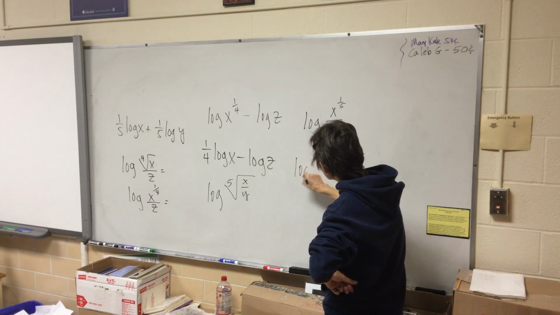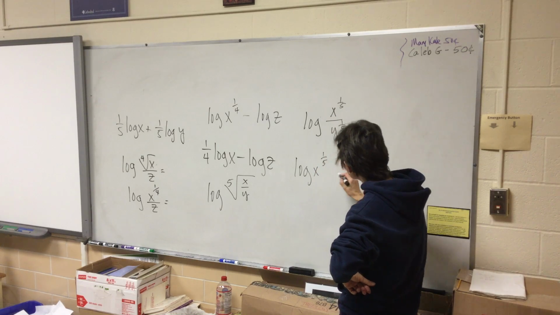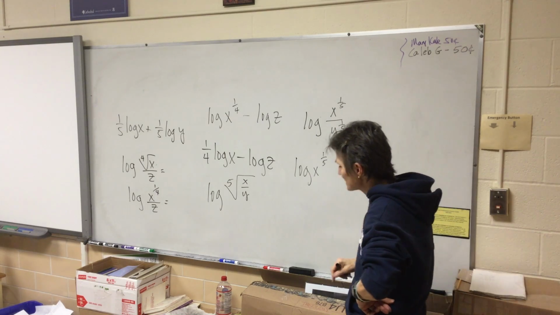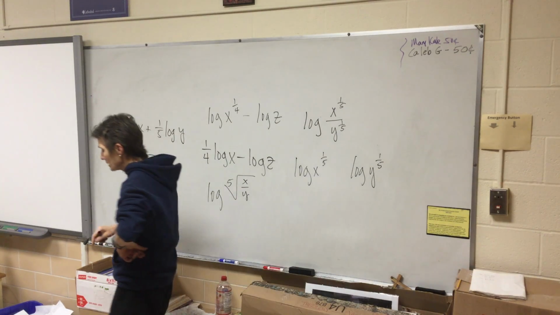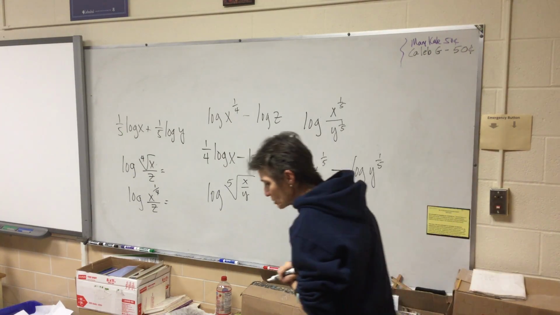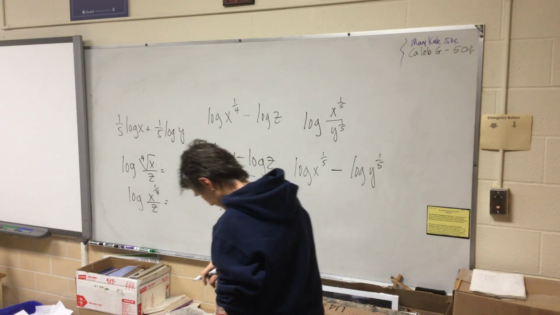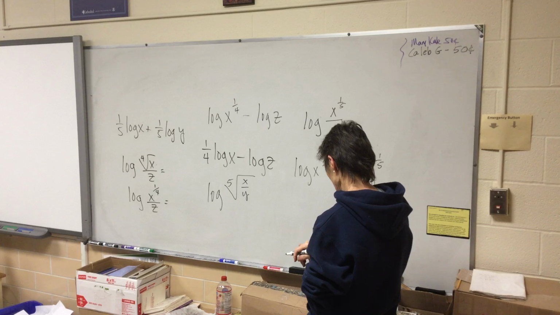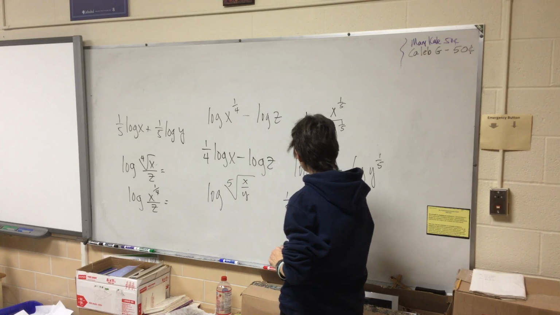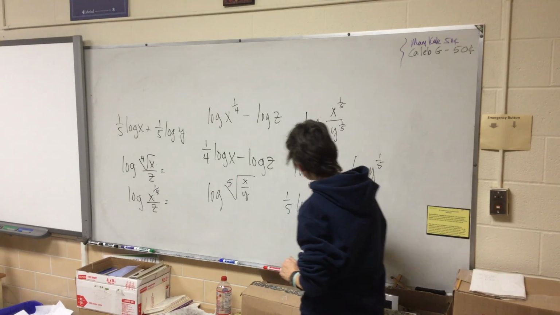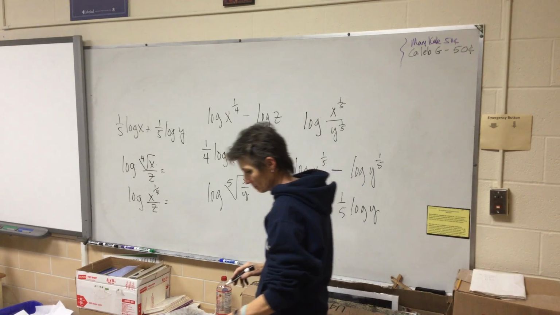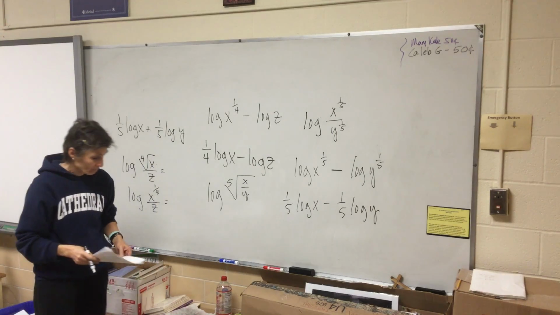Now I can do the log of x to the 1/5 and the log of y to the 1/5. But then I got to put a sign in between. Minus. Yep. And then I have one more step, which is what? What is the very last thing I need to do? Put the 1/5 in. Yep, I got to pull the powers off. So I'm going to have 1/5 log x minus 1/5 log y.